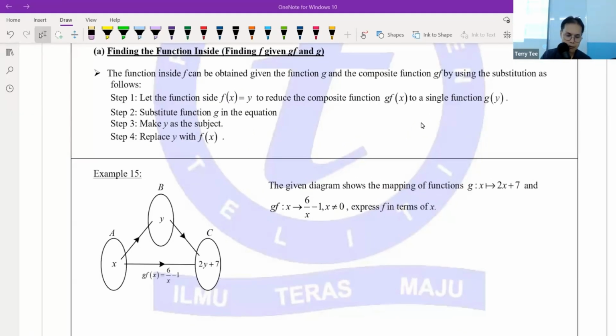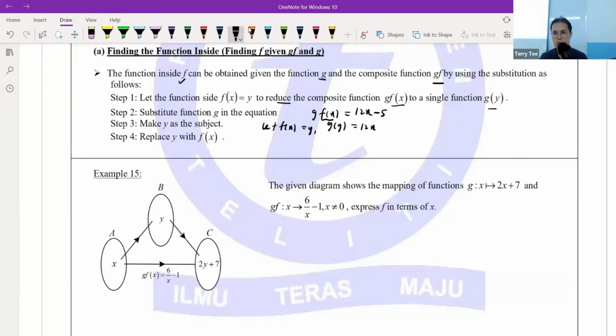The next part is finding the function inside given the function outside. So typically, when you're given gfx and you're given, let's say, gx, you're finding fx. So generally, let's say you have gfx equals 12x minus 5. We always let the function inside become y. Why? Because we want to reduce the composite function to a single function. So this is gy.